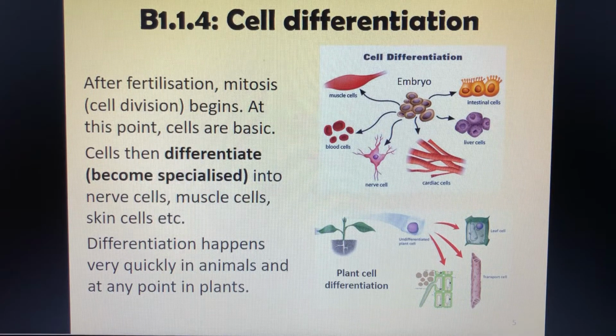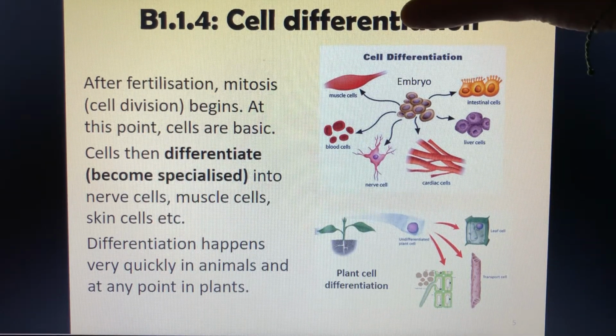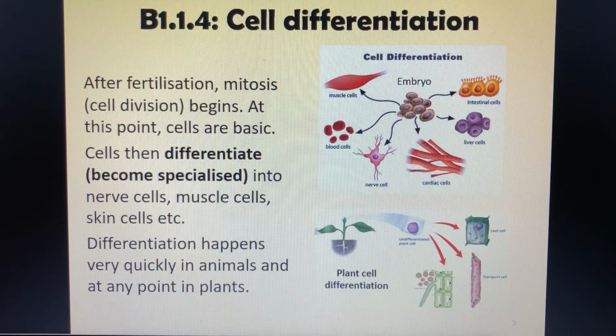Cell differentiation, we've got this word that is basically cells become different, they differentiate. The exam board seem to like the word differentiate and then write and become specialised. So try and get those both into your answer. When cells differentiate, they're becoming different, they're becoming specialised.